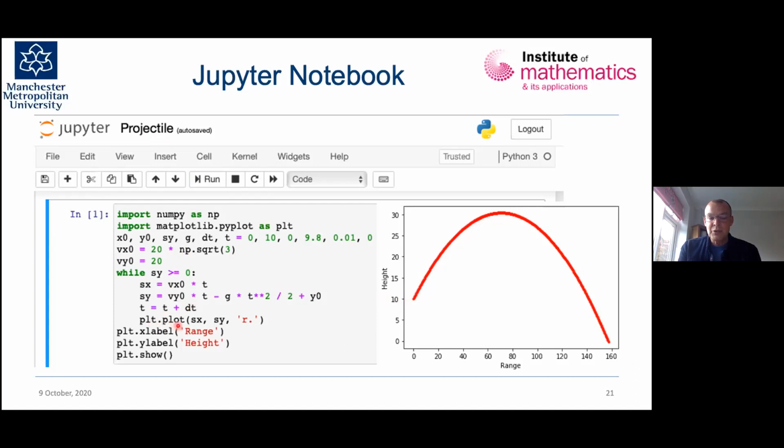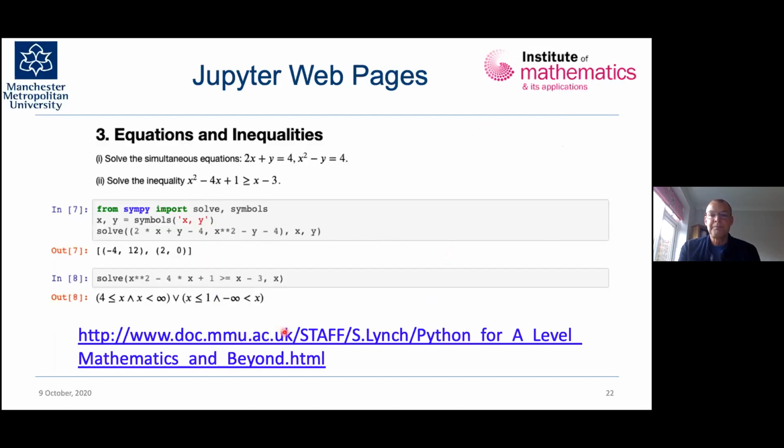And here you can see we just plot the distance in the x direction, distance in the y direction, and we plot a red dot. The x label is range, and the y label is height. And this plt.show just means show the plot. So this is a nice example from A-level mathematics. So that's an example from within the Jupyter Notebook.